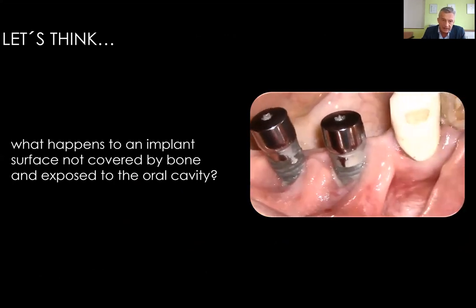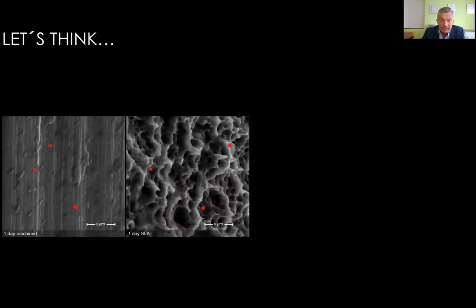First of all, let's think a little bit. What will happen to an implant surface not covered by bone or soft tissue, which is exposed to the oral cavity? We all know what will happen. It will be contaminated by bacteria.